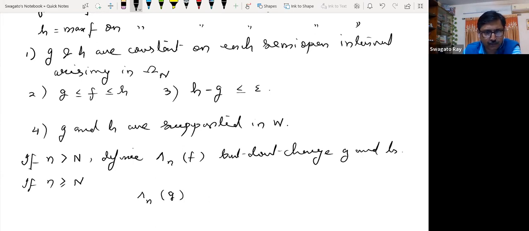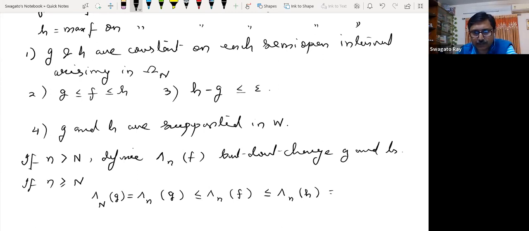since G is lesser equals to F, this is always lesser equals to lambda NF. The way lambda NF is defined, it is sum of the function at the points times length of the interval. And F is always bigger than G, so this happens. Similarly, this is also lesser equals to lambda NH. Now, since I did not change G and H for other values of N, it turns out that this is same as equals to lambda big N G. That doesn't change. And so is this.